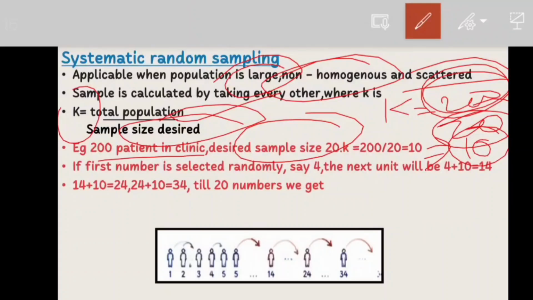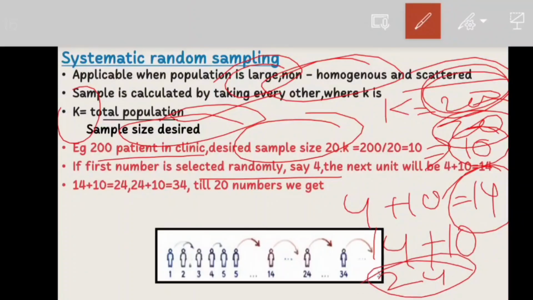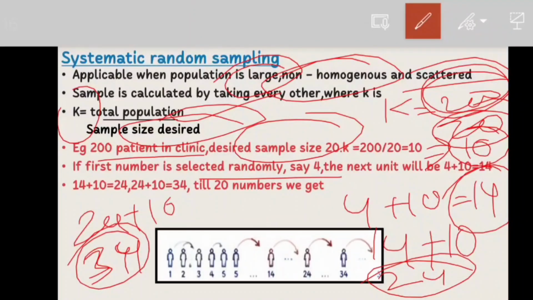Suppose the first randomly selected number is 4. We selected randomly, like 4. Then we add 4 plus 10, that is 14. Then we select the 14th patient. After 14, we add 14 plus 10, that is 24. Then we select the 24th patient. Then 24 plus 10, that is 34. Then we select the 34th patient. And we continue this process until we obtain our required 20 numbers.